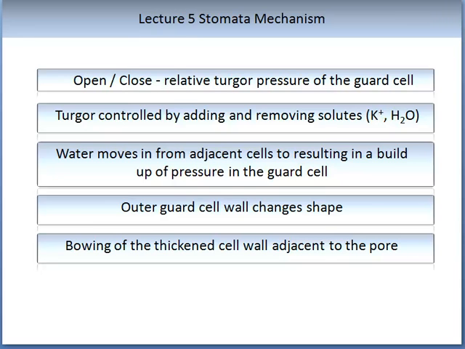So the ability to open or close a stoma is due to the relative turgor pressure in the guard cell. Turgor is controlled by adding or removing the solutes potassium and water. Water moves in from adjacent cells to result in a build-up of pressure in the guard cell. There is a change of shape to the outer guard cell wall. The bowing of the thickened cell wall adjacent to the pore results in a change in structure.